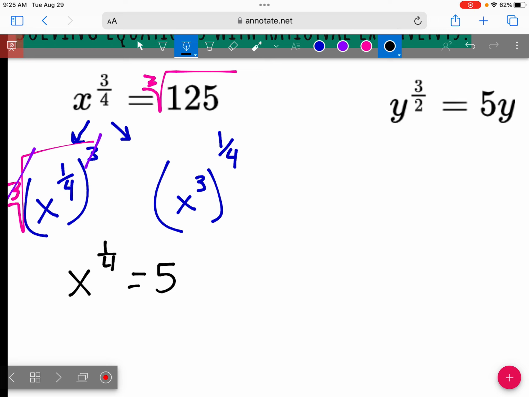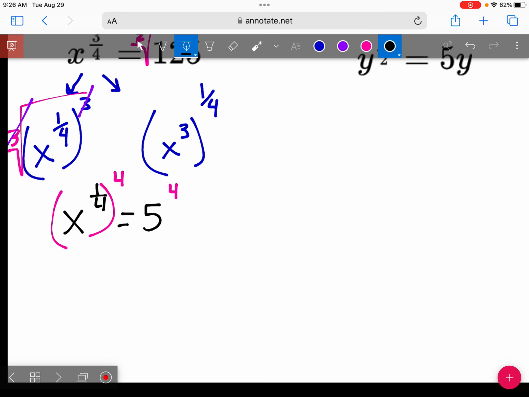So how do I undo the 1/4 again? The 4. Power of 4. Raise both sides to the 4th power. So we have x equals 5 to the 4th.